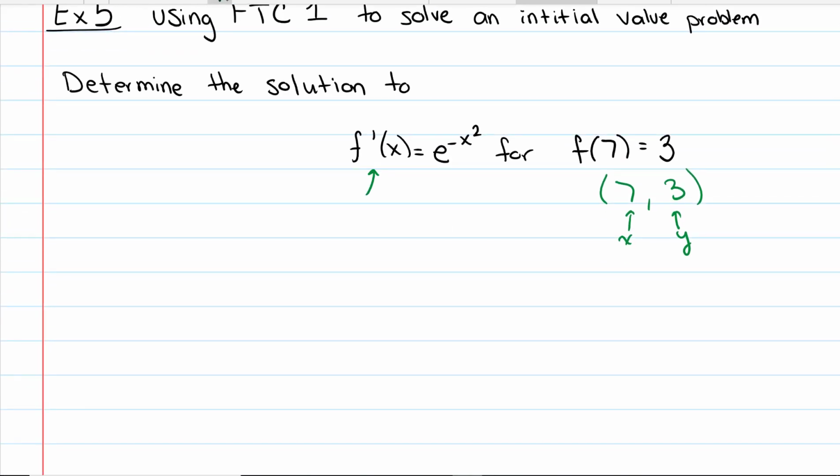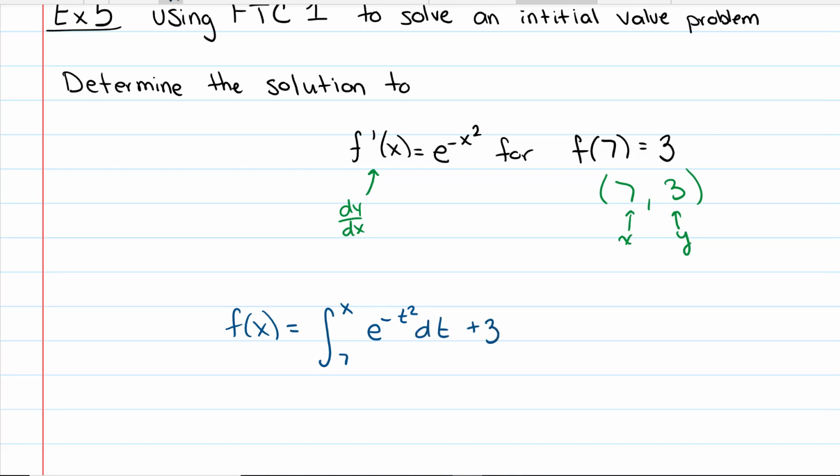Also remember that f prime of x just stands for dy dx. So what we're going to have to do here is reverse the fundamental theorem of calculus part 1. Recall the first fundamental theorem allowed us to take the derivative of an integral. So here we're going to reverse that. So we get that f of x is equal to the integral from 7 to x of e to the negative t squared dt plus 3.